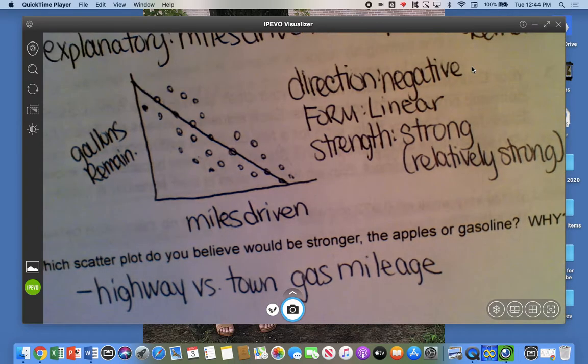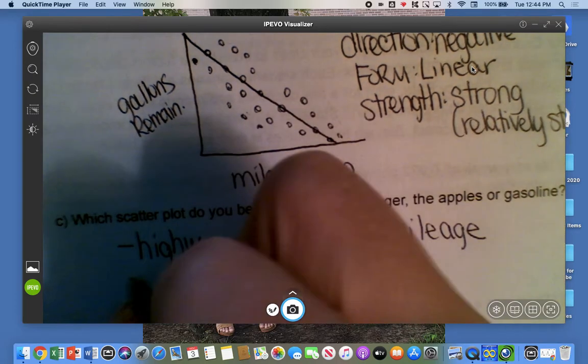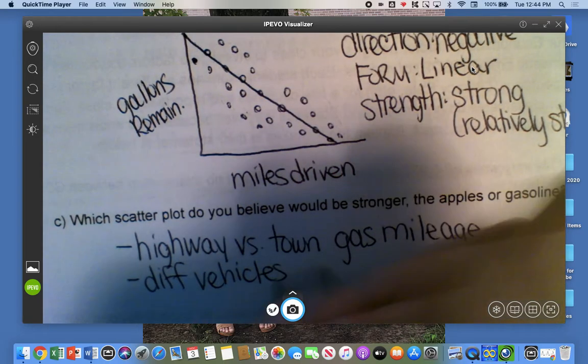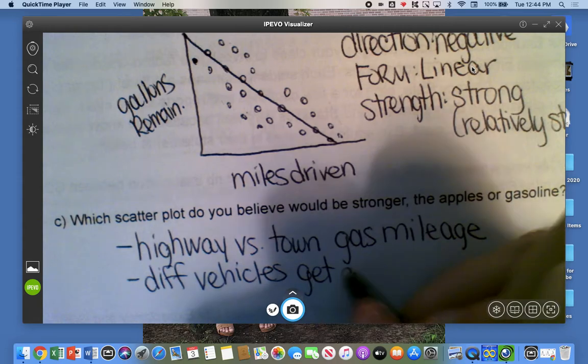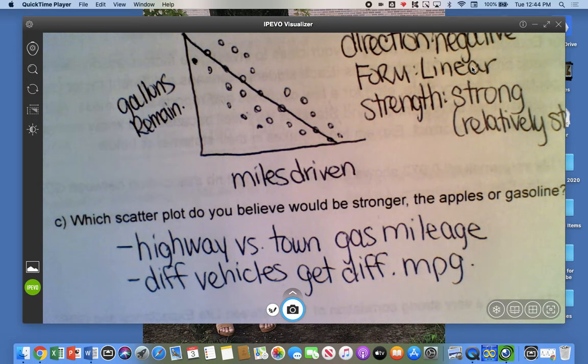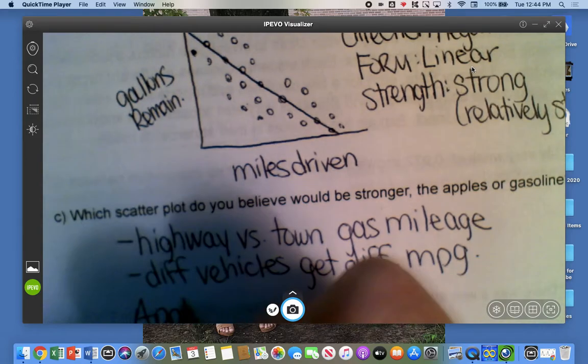All right, what was another factor that we said had an effect on the gas mileage? All right, different vehicles. They get a different miles per gallon on the cars. So, we're not all driving in the same location. We might be driving different vehicles. That's really the two things that make that one not as strong as the apple. So, on this one, we would definitely say the apple's graph is stronger.